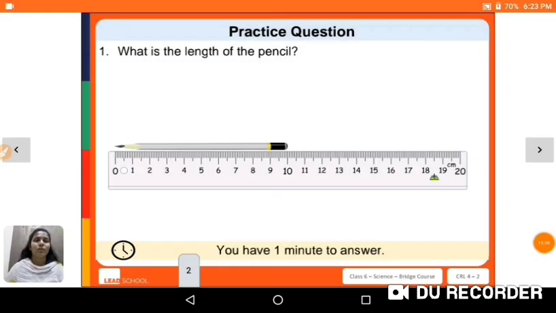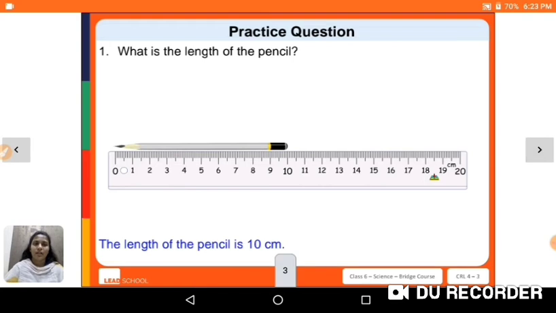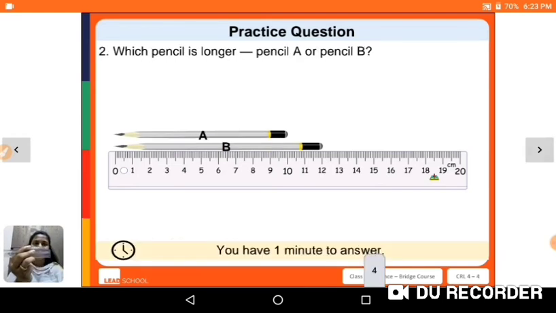Now I will help you with the practice question. Write in your notebook the length of your pencil, and answer the question of how long your pencil is with the help of the scale. Find the measurement of your pencil in centimeter and write that.